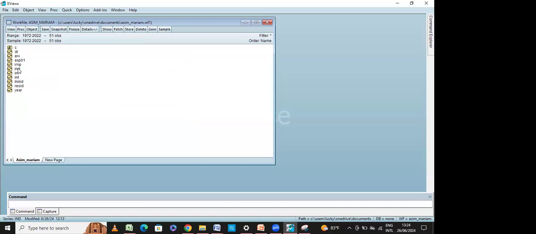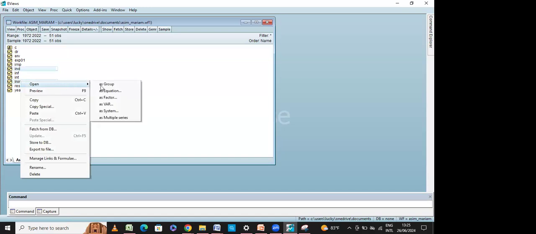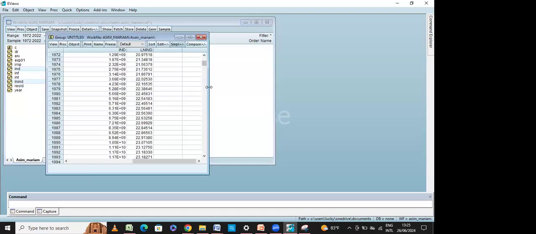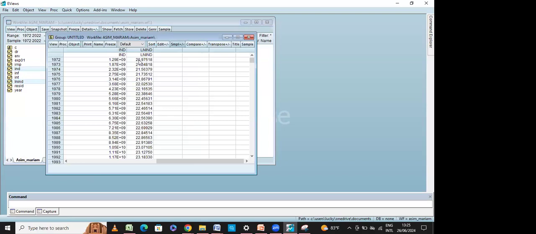Log form means the variable is converted into smaller units. Why am I doing this? Because I want to create elasticity among my variables. So let's open this as a group and compare. Now you can see over here 20.975 and this value is 1.92. So you can see these values are converted into log form, and they automatically become smaller.